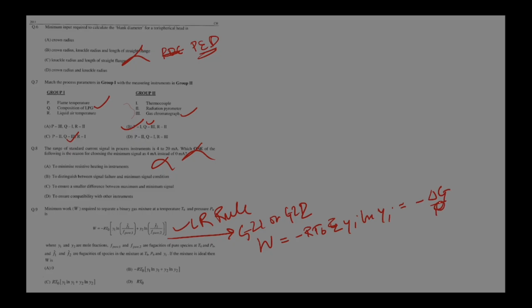Leave this question. So, this is the Lewis-Randall rule, and on the basis of this, in GATE 21 or 22, the last time I went through GATE, there was a question on the work done for separating two gases, that is RT times the summation of yi ln yi, which is equal to minus del G.